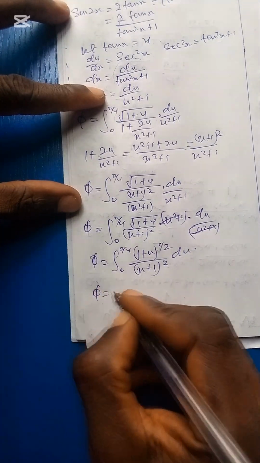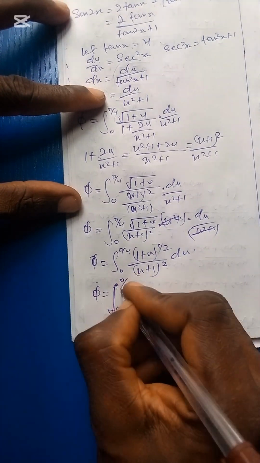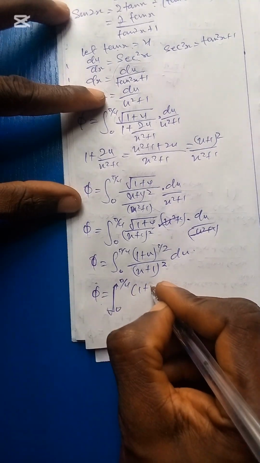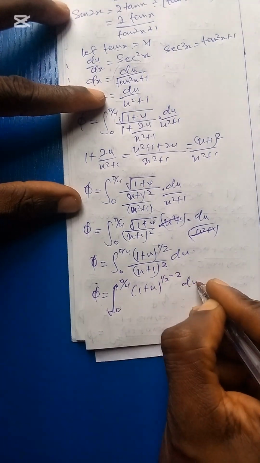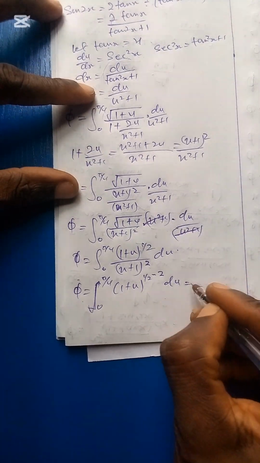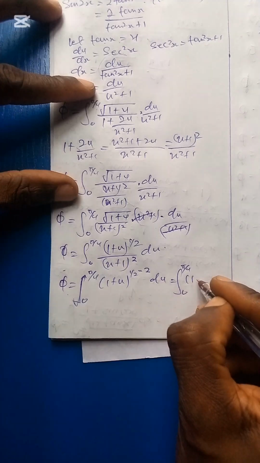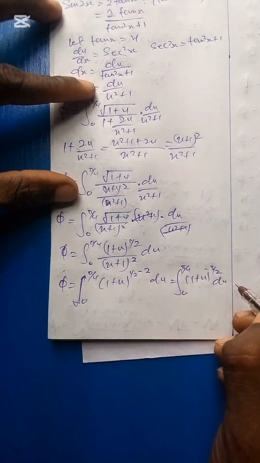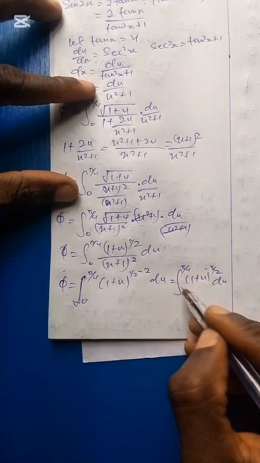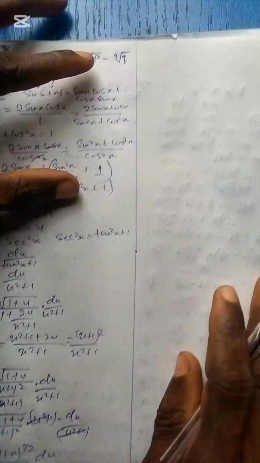So phi equals the integration from 0 to pi over 4 of (1 plus u) raised to power 1 over 2 minus 2 du, which will be the integral from 0 to pi over 4 of (1 plus u) raised to power minus 3 over 2 du. So we see I can integrate this easily, and I'll do the integration up here.